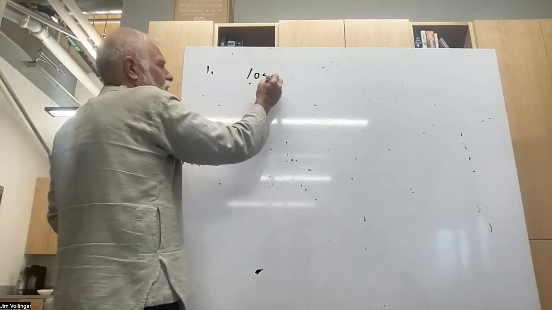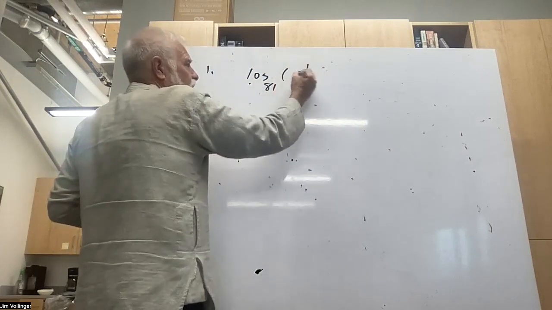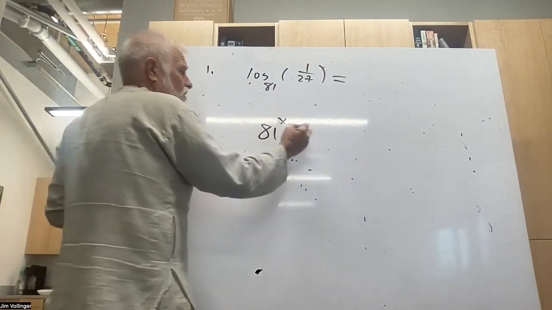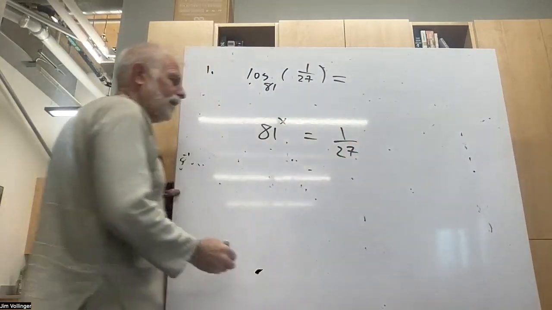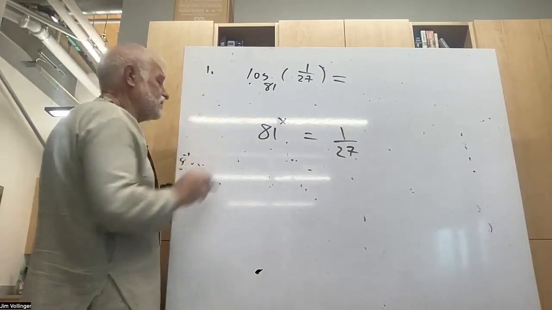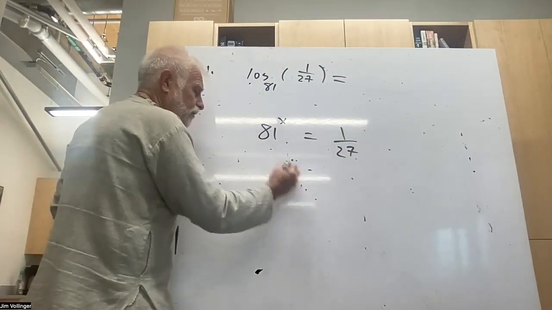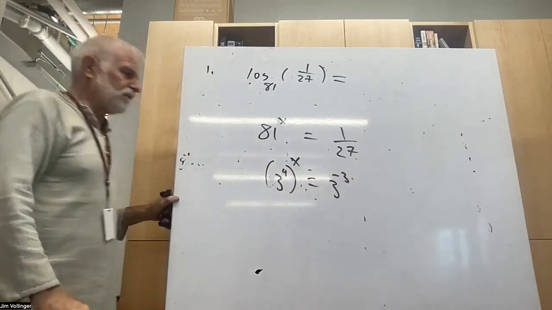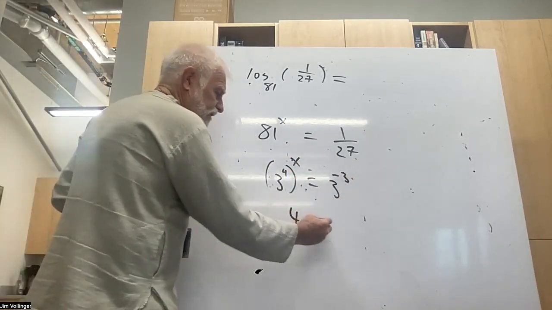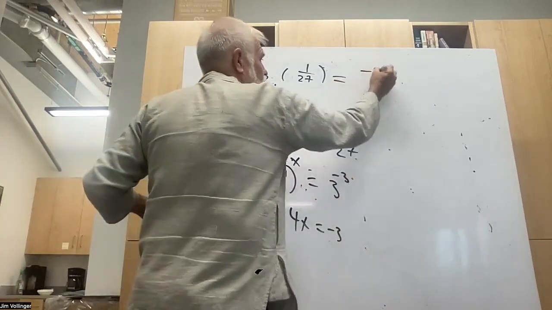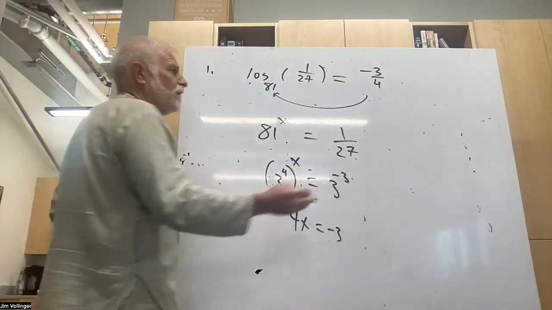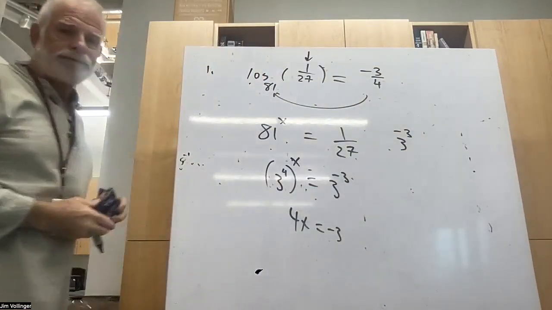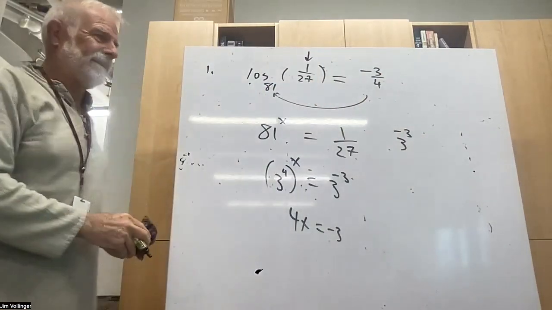Log base 81 to get 1 over 27. You can do it conceptually, but if you have trouble conceptually, then you have to go to the well. What's the number that ties these little critters together? 3. That's 3 to the 4, that's 81, to the x equals 3 to the negative 3. That's 1 over 27. So therefore, 4 times x equals negative 3, and our answer is negative 3/4. What's the fourth root of 81? 3. What's 3 to the negative 3? 1 over 27. So that's the exponent that gets the job done.